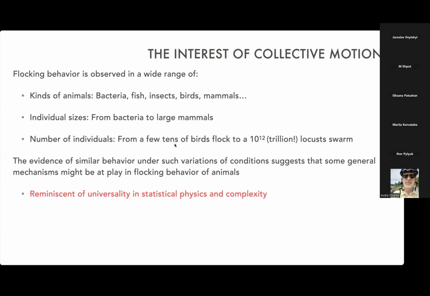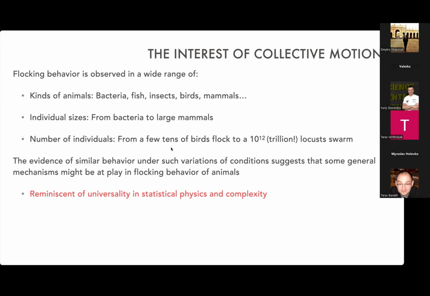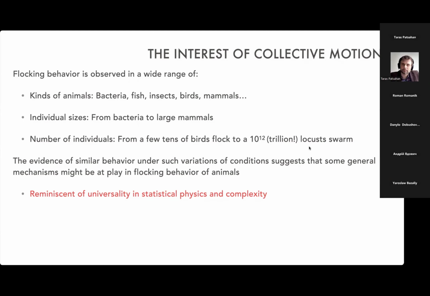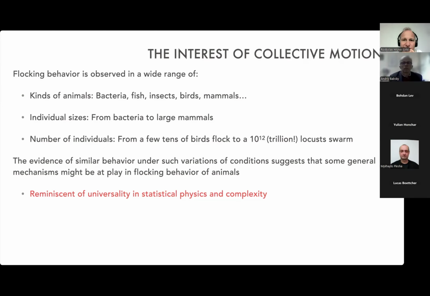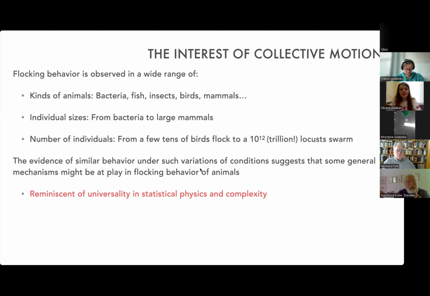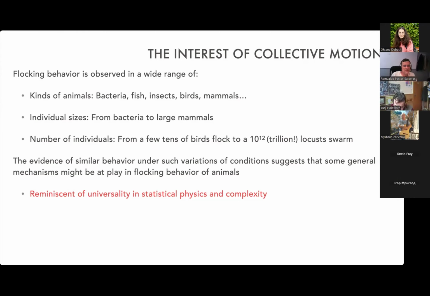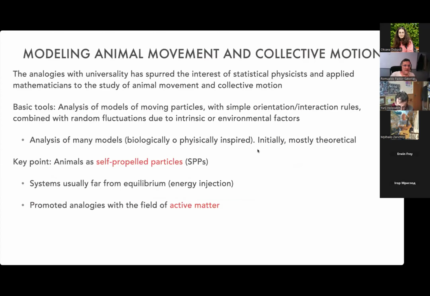So you can have flocks with a few tens of birds, or, in the case of locust swarms, 1 trillion individuals traveling together. This evidence of similar behavior across such variations of space and time scales is reminiscent of the concept of universality in statistical physics and complexity. It has attracted a lot of attention from statistical physicists and also applied mathematicians.